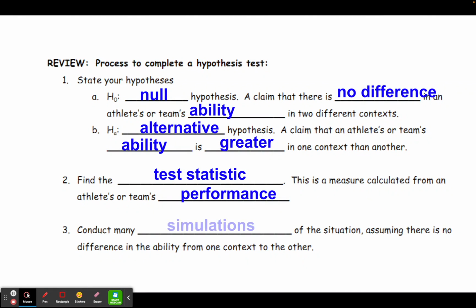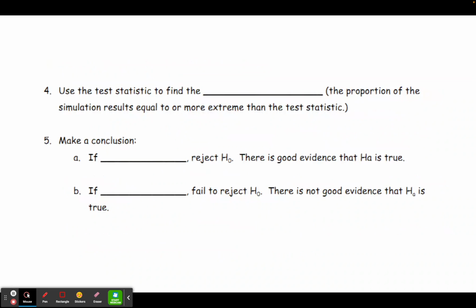Step number three, we want to conduct many simulations of the situation, assuming that there is no difference in the ability from one context to the next. And we've done simulations in lots of ways, including with cards and random digit tables and with applets, and that's what we're going to use in this section. So I'll be showing you a new applet.